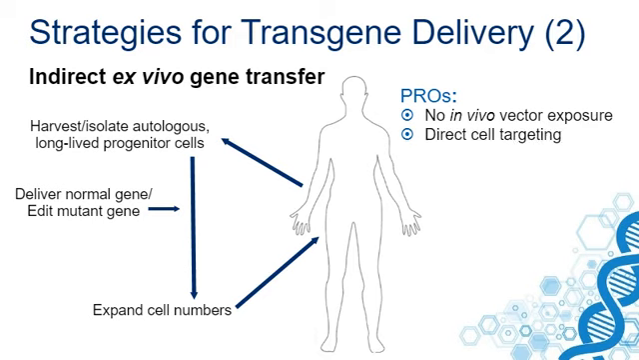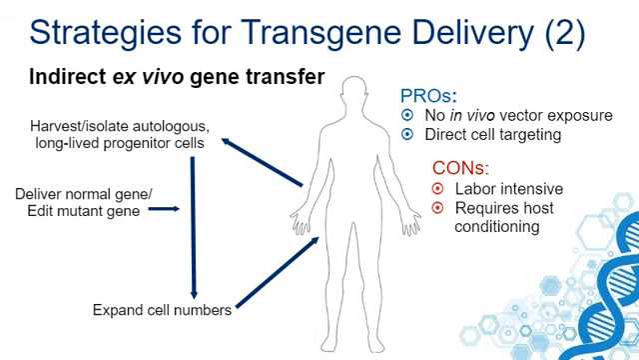And there's direct cell targeting. So the only cells that see the vector, the new transgene, are the cells that have been harvested and are accessible outside of the body. The disadvantages are that this is a labor-intensive procedure. It requires special facilities. And also importantly, it requires that the host undergoes a conditioning process to make room for the genetically modified cells to be reimplanted in a successful fashion.